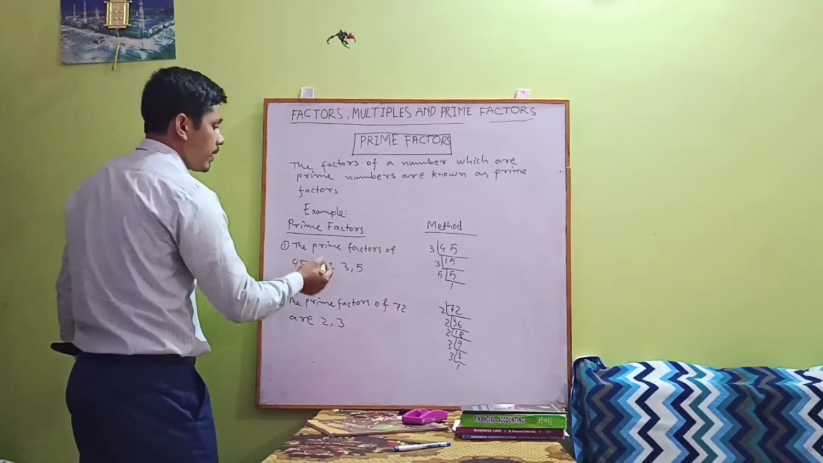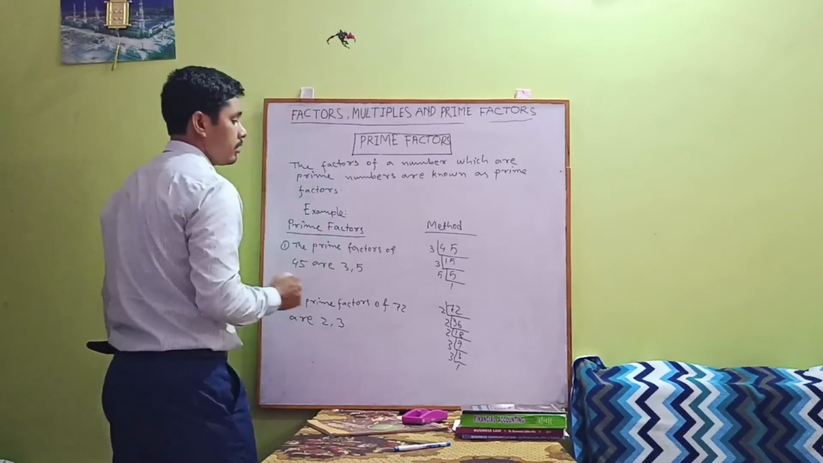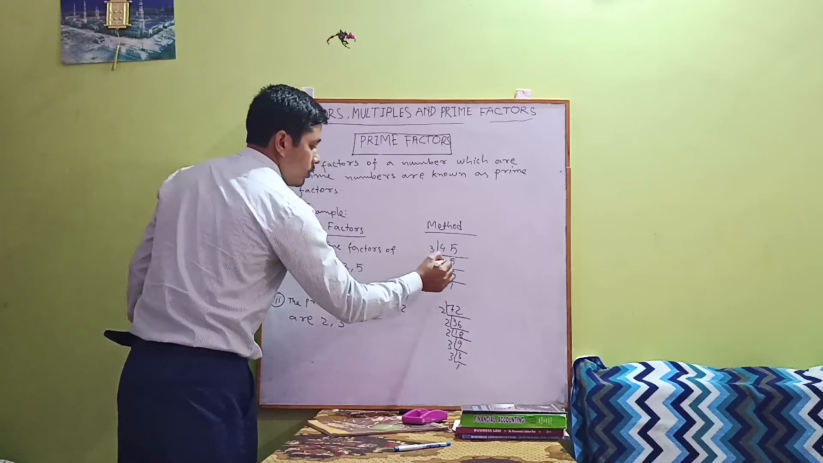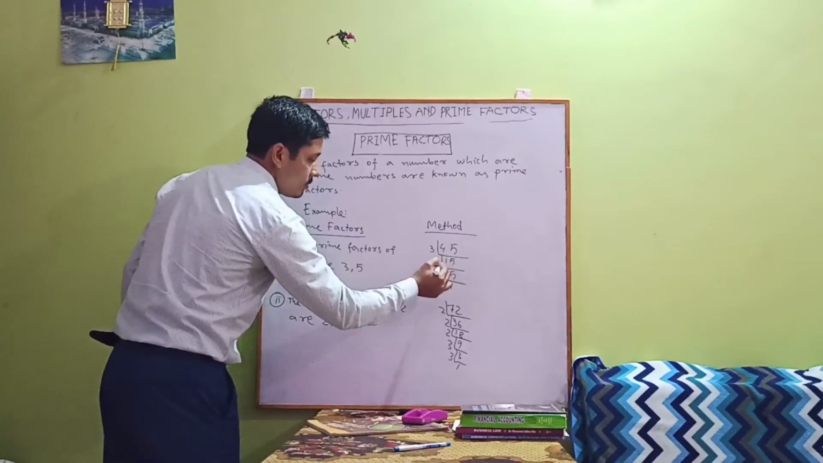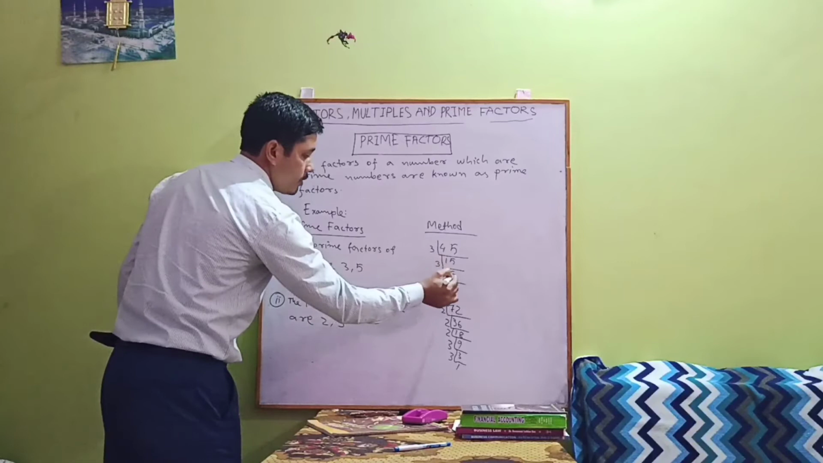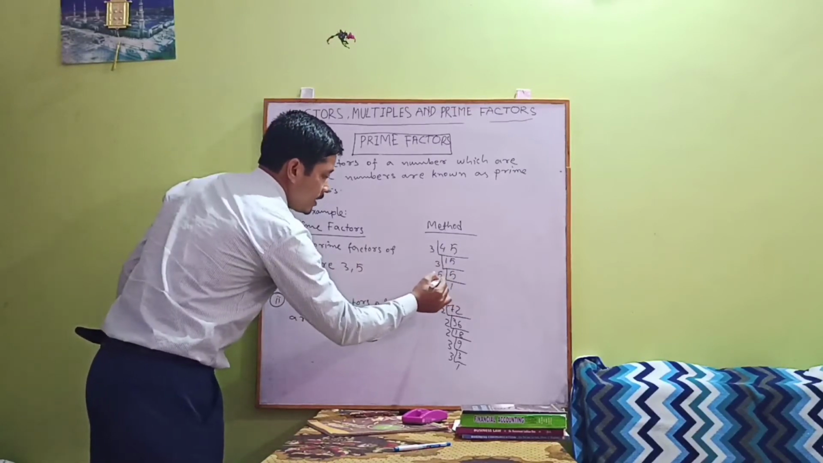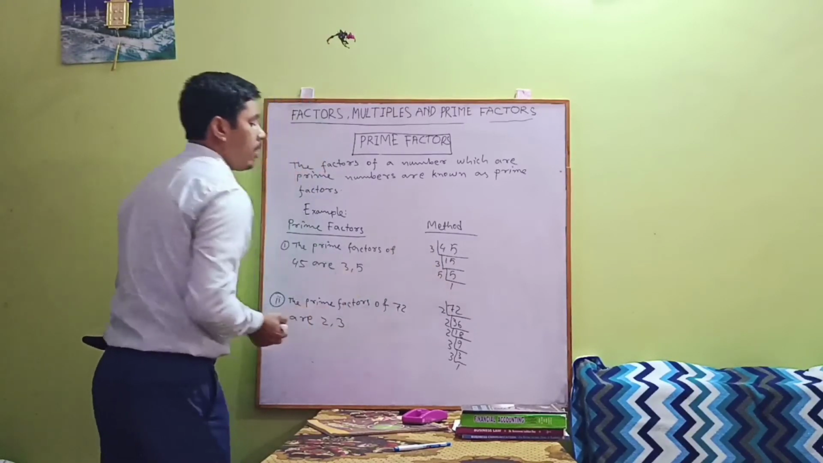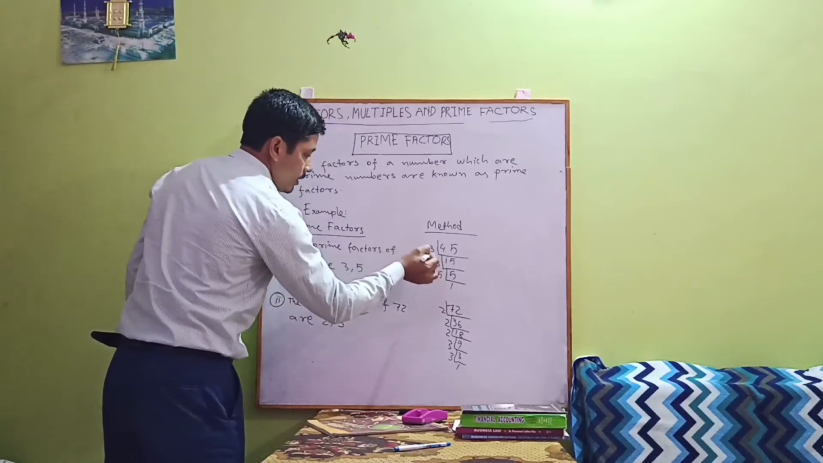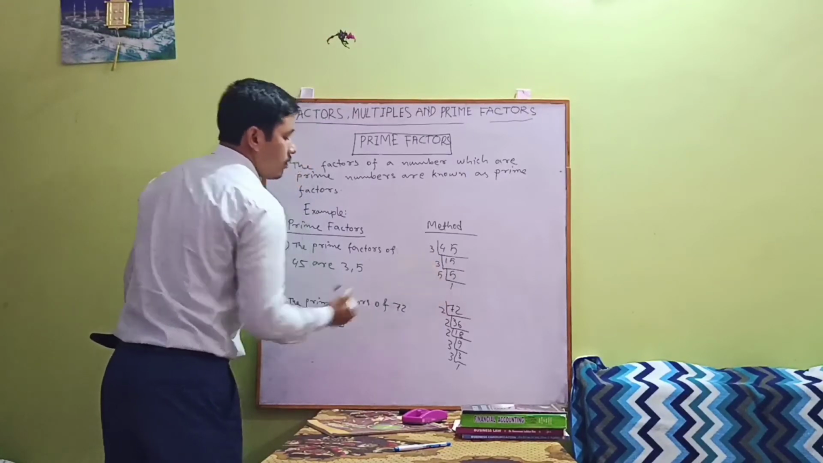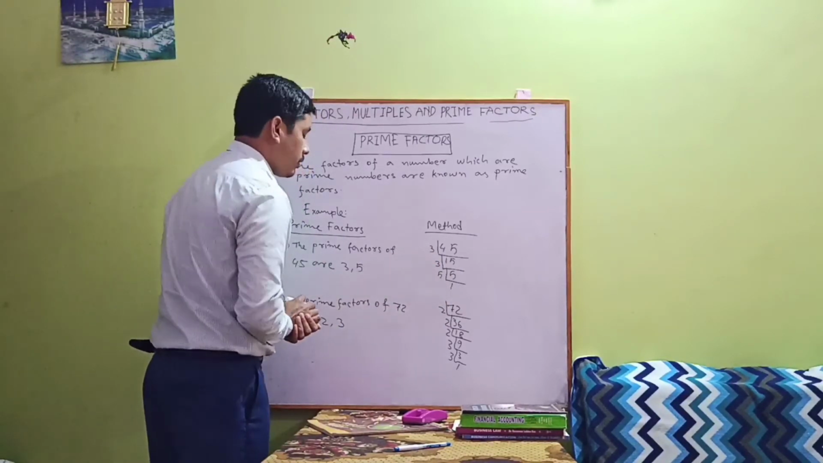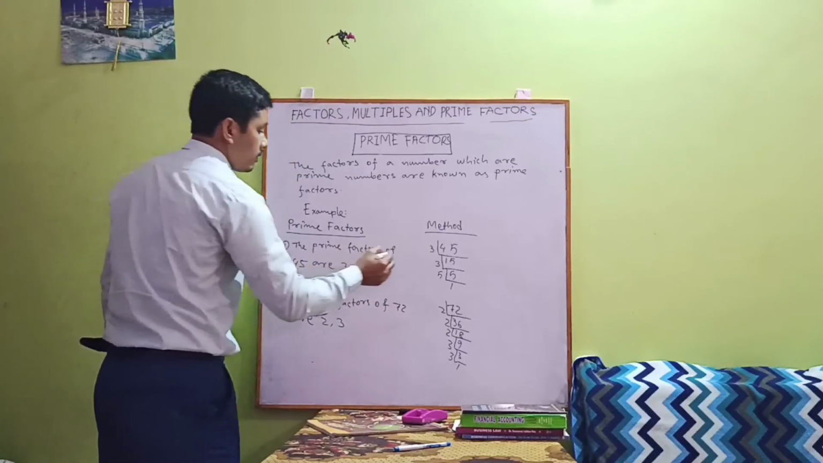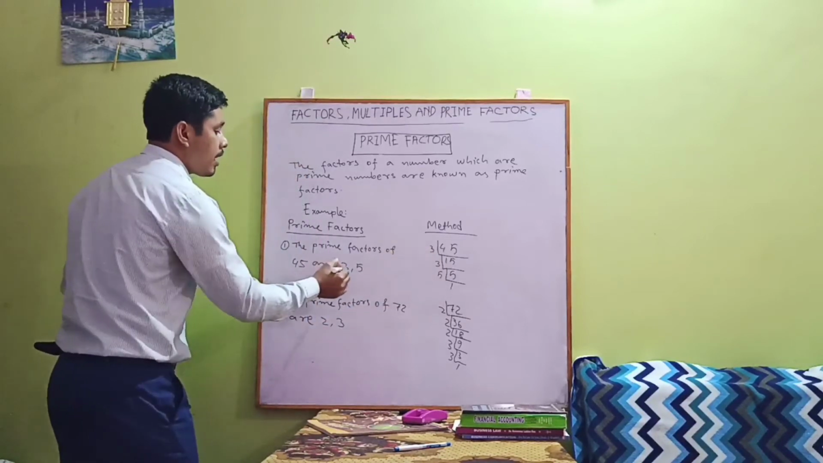How do we find the prime factors? By using this method. Look, 45 is divided by 3, we get 15. 15 is also divisible by 3, and when we divide 15 by 3, we get 5. 5 divided by 5 gives 1. Among 3, 3, 5 and 1, 3 and 5 are prime factors. That's why the prime factors of 45 are 3 and 5.